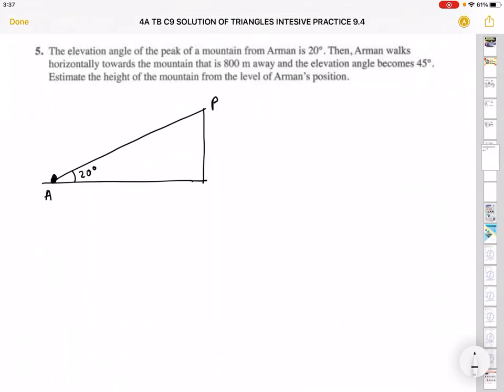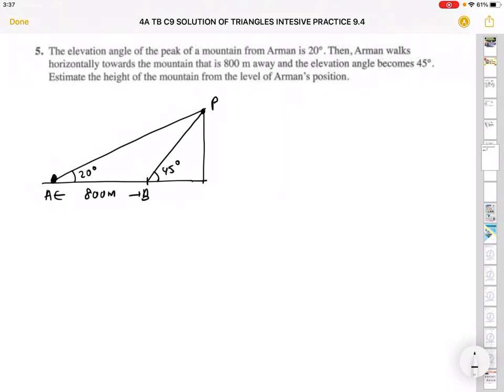Then Asman walked horizontally towards the mountain that is 800 meters away. I think the question should say Asman walked 800 meters. Not very clear, that's the problem. You should mention he walks 800 meters, because a lot of people tend to think that the mountain is 800 meters away from him. No, the mountain is not 800 meters away from him. He walks 800 meters and reaches the second point, B. So this is 800 meters, right? And the angle of elevation becomes 45. So this is 45. All right, and estimate the height of the mountain from the level of Asman's position.